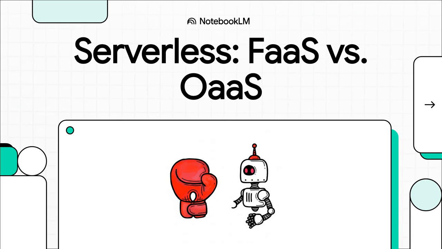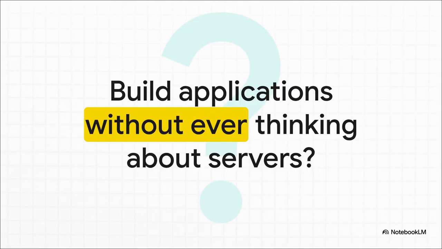Today we're jumping into a really interesting debate in the world of modern applications. We're going to break down two major approaches, function as a service versus object as a service. I mean, just think about that for a second. What if you could build these huge, powerful applications and just never have to think about a server? That's the dream, right? That's the core promise of serverless computing, and it has totally changed the game for developers. So, yeah, let's dive right in.